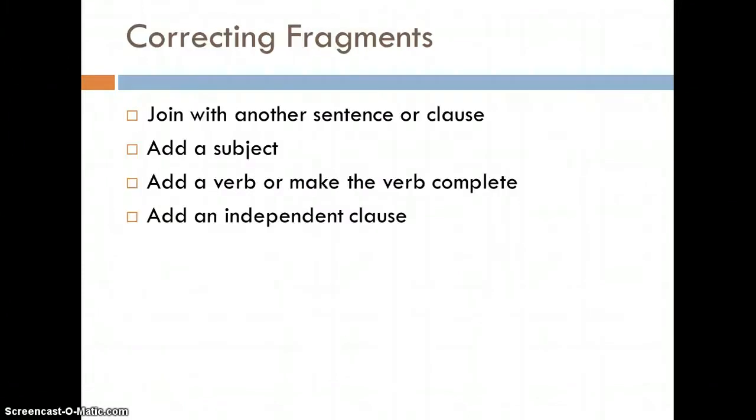Now we're going to look at how we correct fragments. We can join the fragment with another sentence or clause. We can add a subject if that's what's needed. We can add a verb or make the verb complete. Or we can add an independent clause. So let's look at some examples.